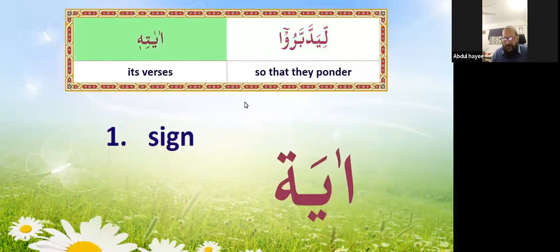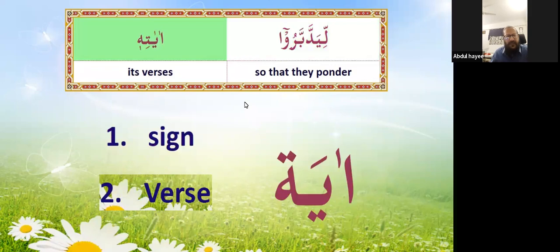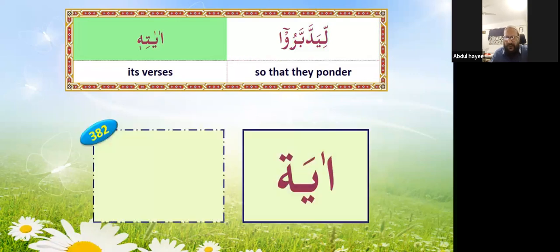Let's see the next. Ayah has two meanings, sign and verse. What are the two meanings of ayah? Two meanings, sign and verse. They are the two meanings. Ayah is the singular, and the plural will be ayat.